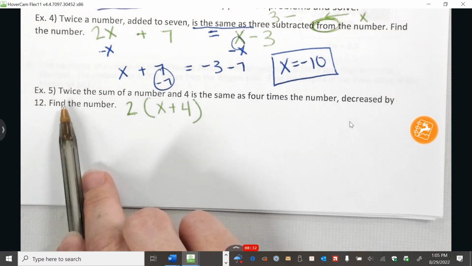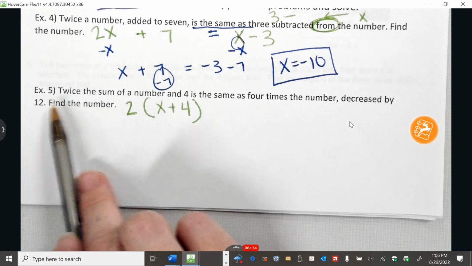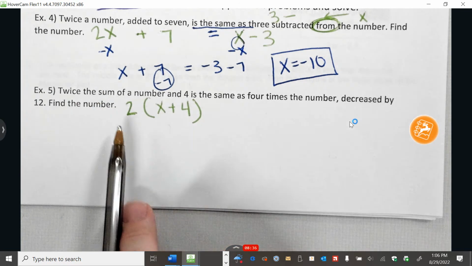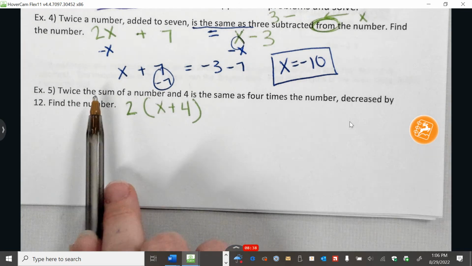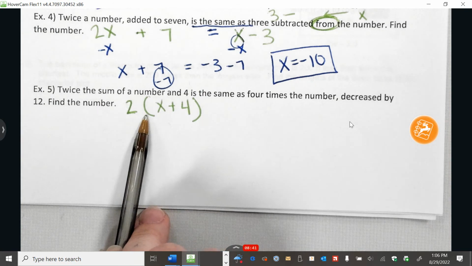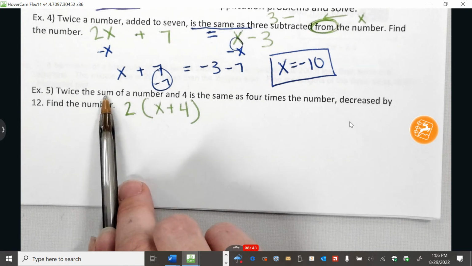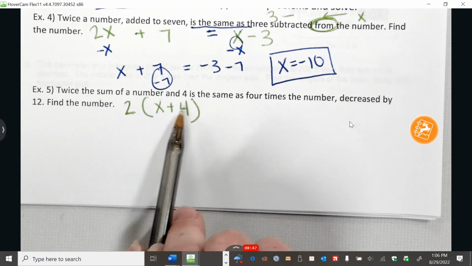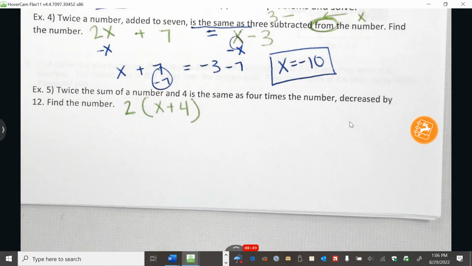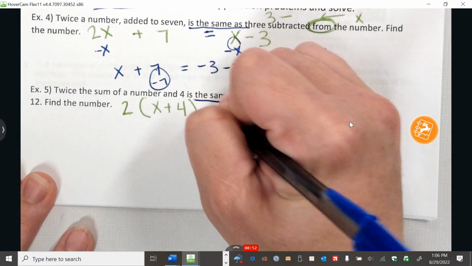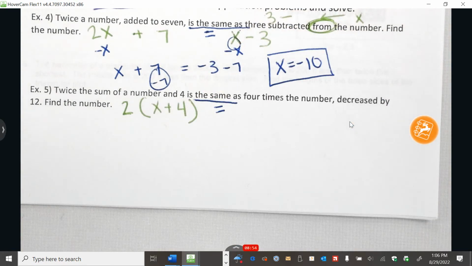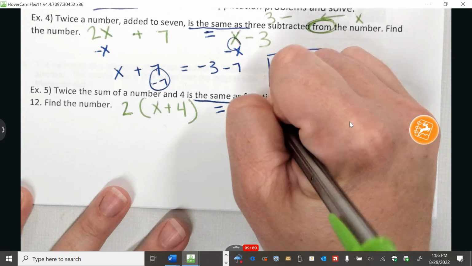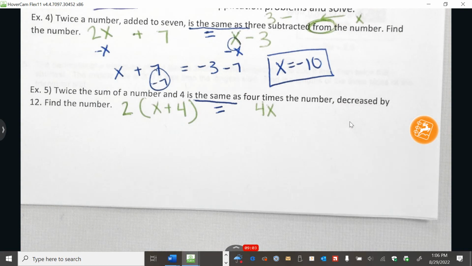Okay, so twice. See how the twice was before the word sum? That's why it's on the outside. Then I see the word sum, so I open a parentheses, and I know in the middle of my parentheses there's going to be a plus sign because of sum also. A number and 4. So x plus 4. Okay? Then it says is the same as, so equals 4 times the number. So what's that going to be? 4 times x, which is 4x, then decreased by 12.